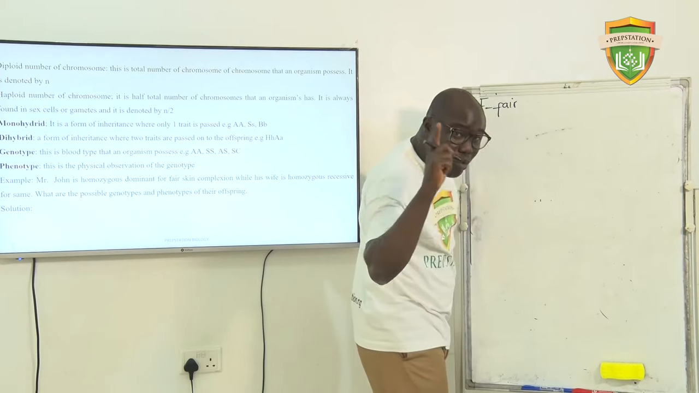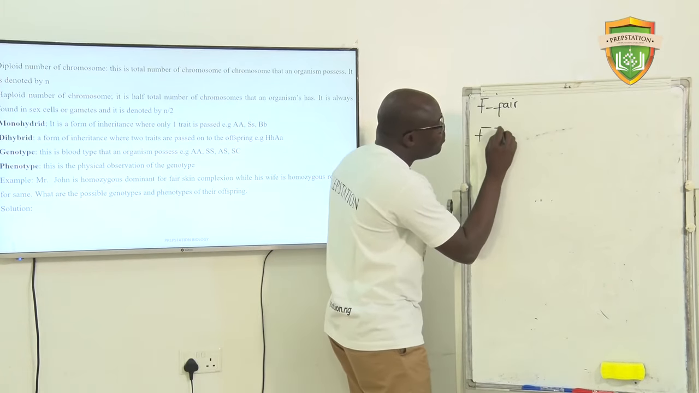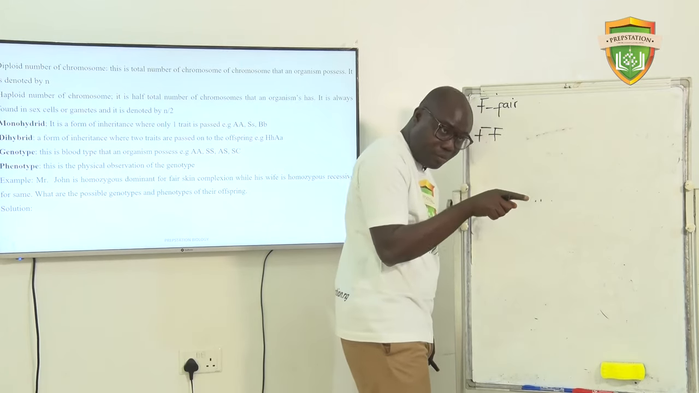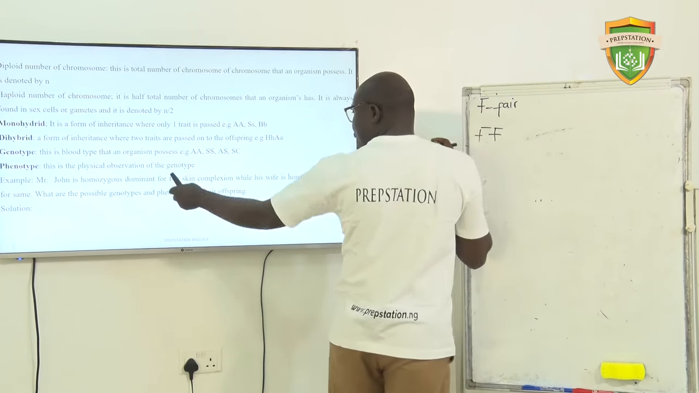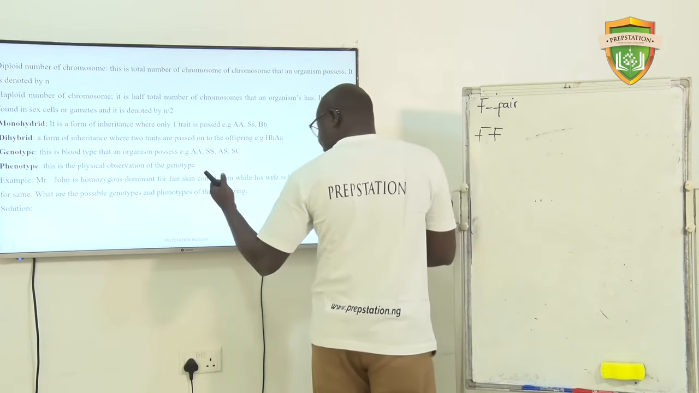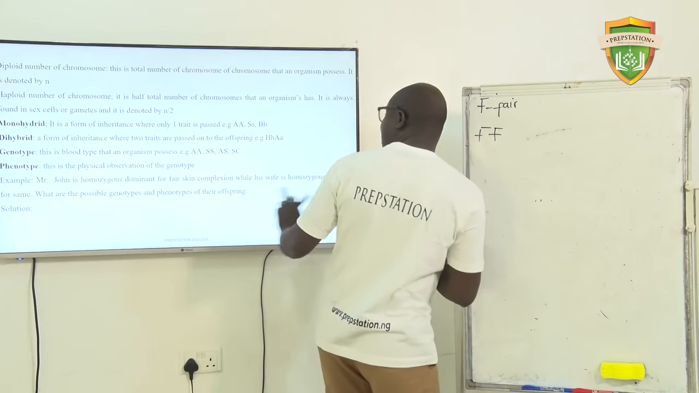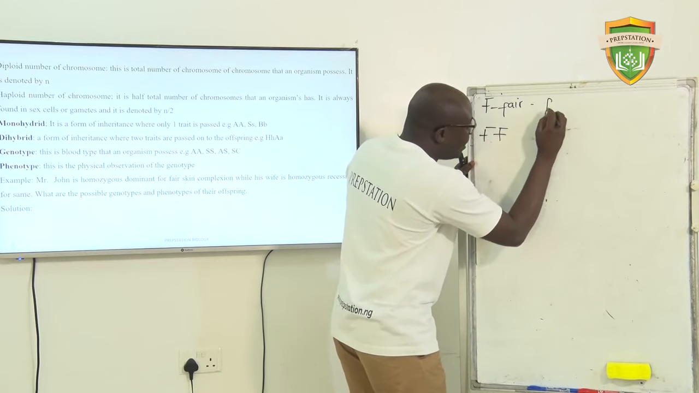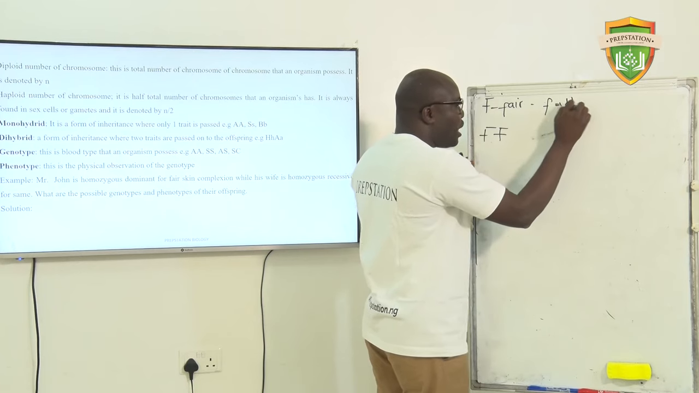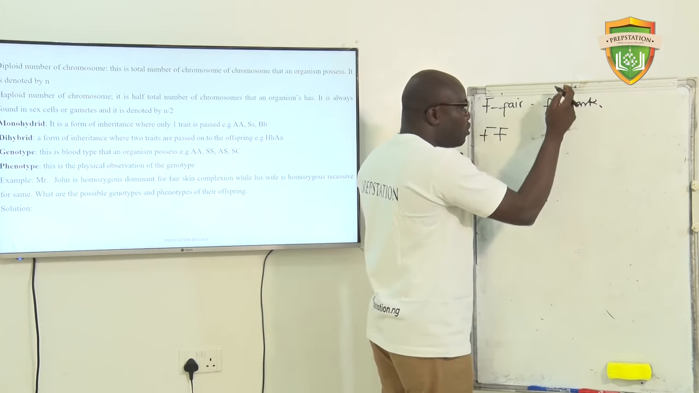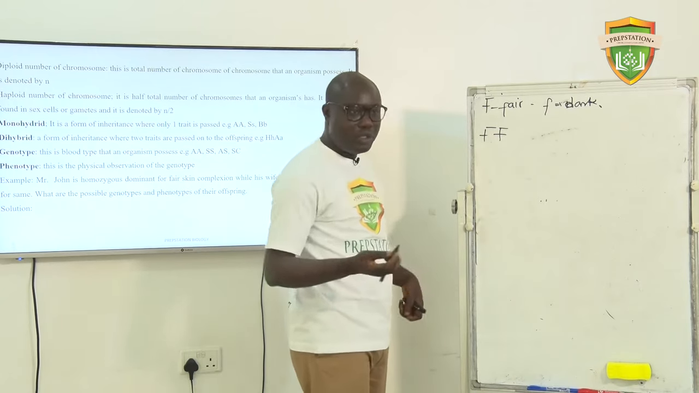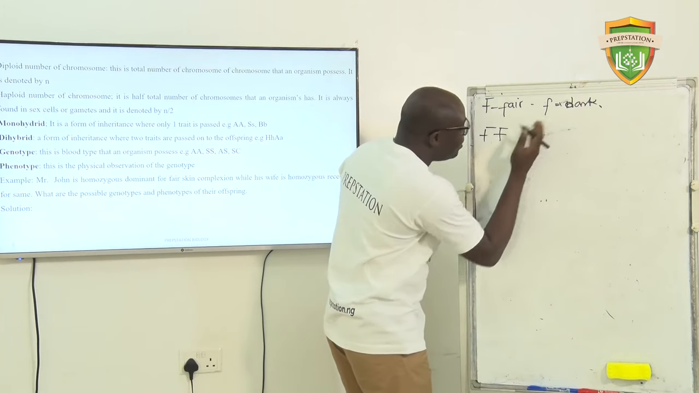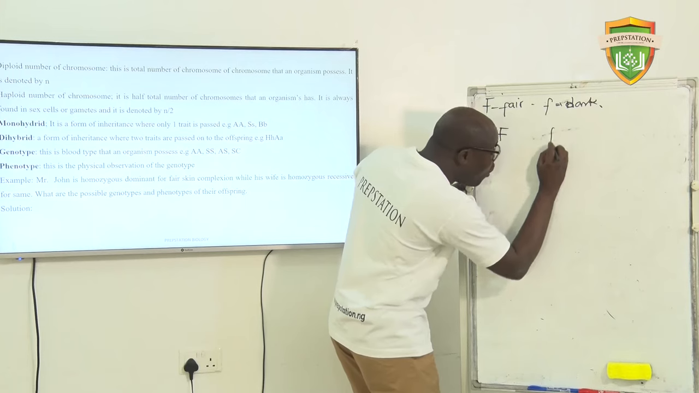For Mr. John to be homozygous dominant, it means Mr. John is having this. Because capital F is dominant, the two of them being together makes it homo. Am I still there? Mr. John is homozygous dominant for fair complexion, while his wife is homozygous recessive for the same. If this capital is for fair, then the small would be either dark in complexion, or she might have this kind of complexion. I don't really know, it's in between. So the wife is homozygous recessive. So Mrs. John will be like this.